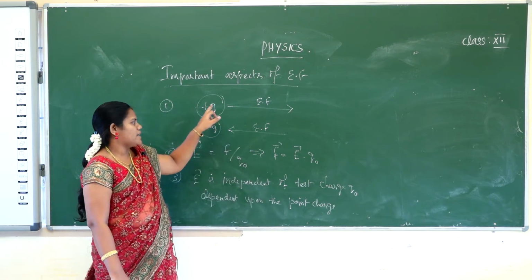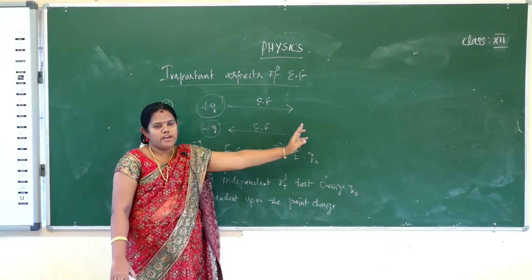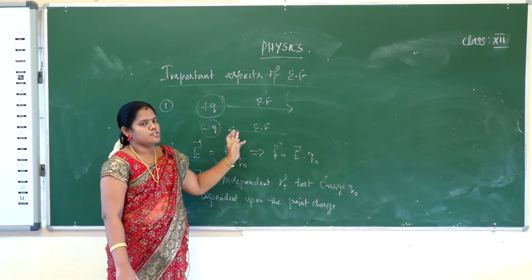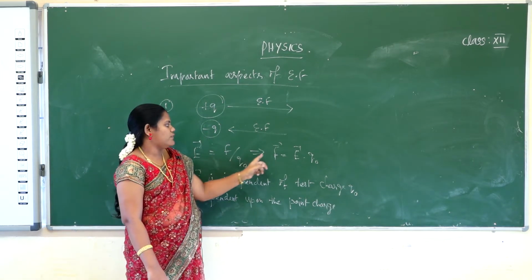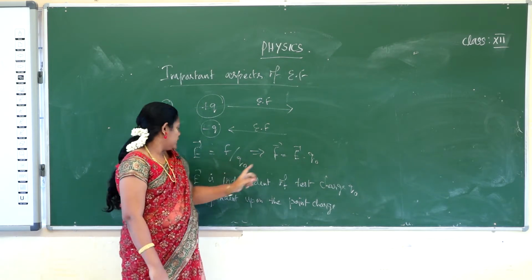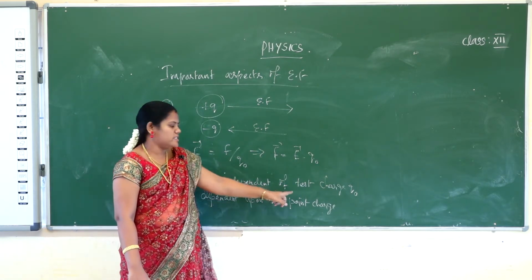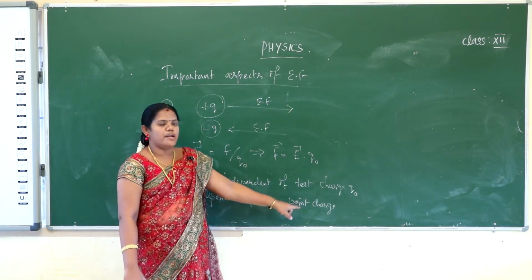First one is the positive charge: the electric field moves away from the source. For a negative charge, the electric field moves towards the source. Second point, electric field is equal to F by Q naught, so F is equal to E vector dot Q naught. And the electric field is independent of the test charge and dependent upon the point charge.